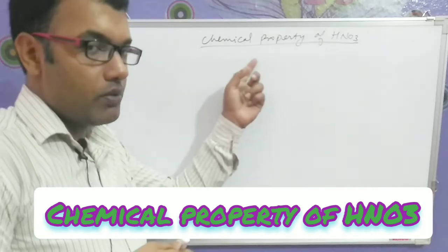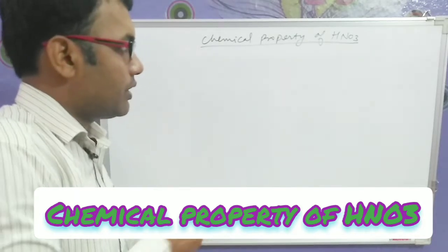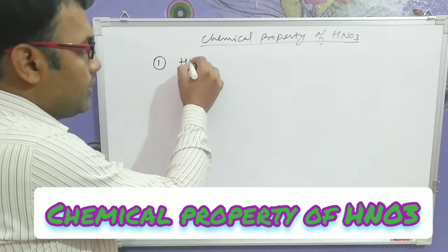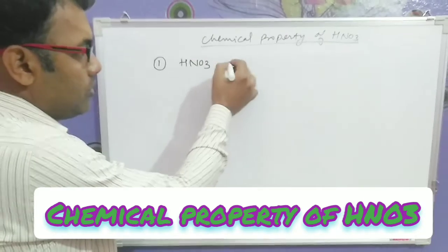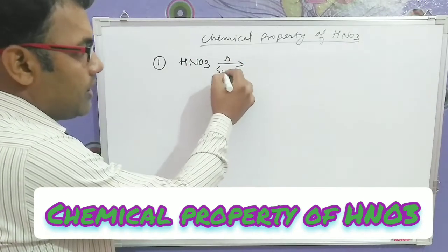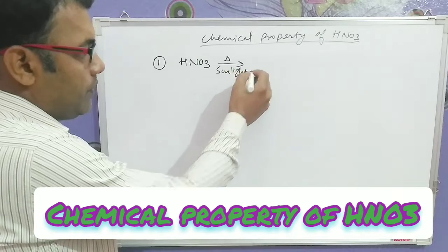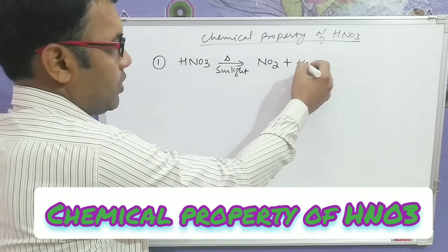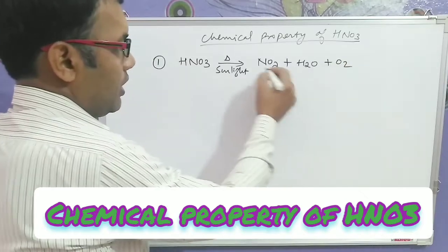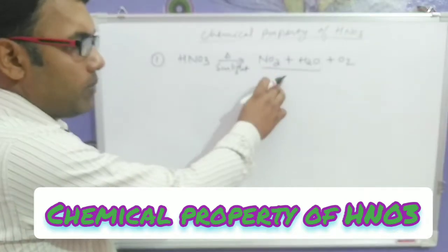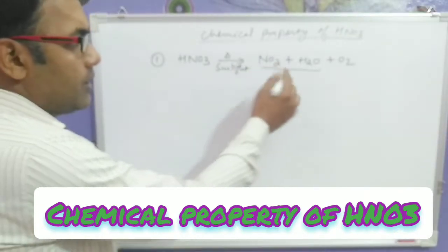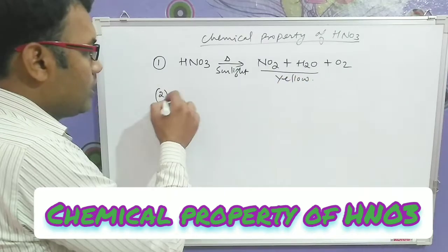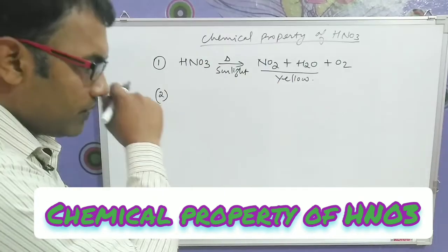The topic will be chemical properties of nitric acid. In this, the first property is that nitric acid will decompose if we provide heat or sunlight. It decomposes into nitrogen dioxide plus water plus oxygen. And due to these compounds, what is the color of the nitric acid? It becomes yellow.